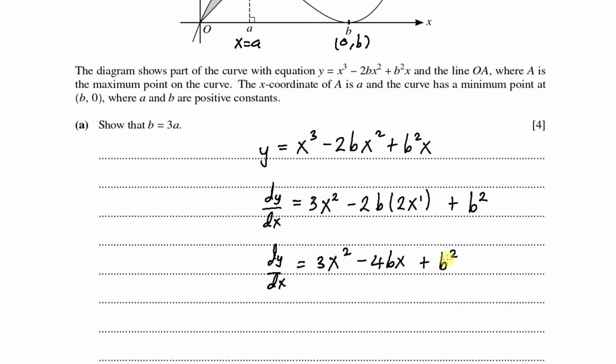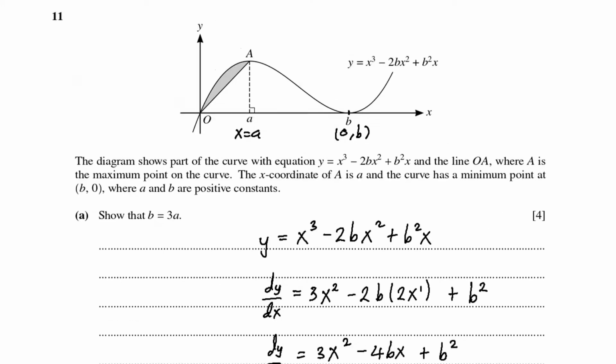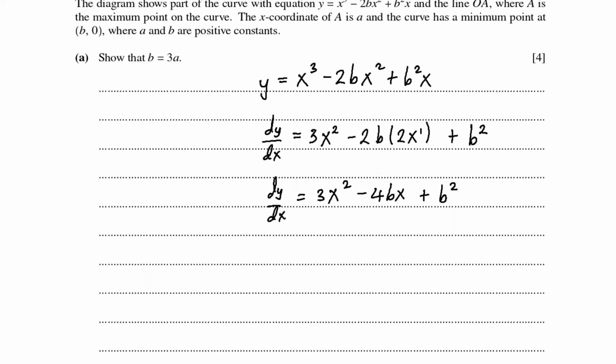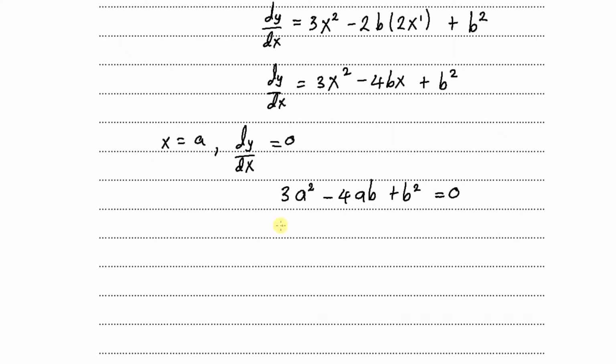Right here, we're going to use the fact that at one of the turning points, x = a. So when x = a, dy/dx will be equal to 0, because that's a turning point, and at a turning point the derivative is 0. So when x = a, that's 3a² − 4ab + b², and it has to be equal to 0 since it's a turning point. And from here, I'm going to factorize this quadratic.